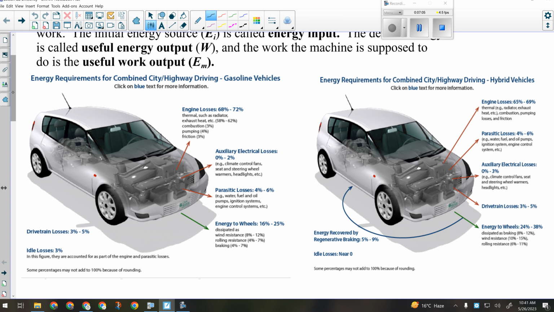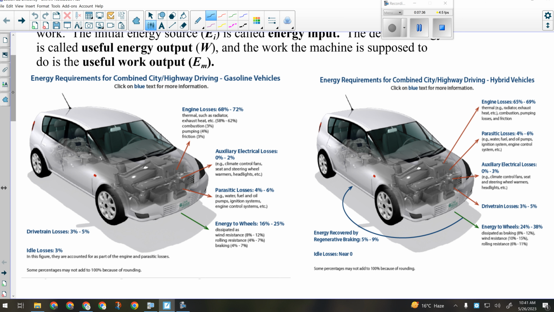Parasitic losses, that's just stuff that bleeds away, just lost. Water, fuel, oil pumps, ignition systems, engine control systems, all those things just have a little bit of energy that they're taking from the car that's not driving the car forward. So that means energy to the wheels, 16 to 25%. So of that $100 worth of fuel, somewhere between $16 and $25 of it is actually doing what my car is supposed to do. Go forward. Or backward if I'm in reverse.